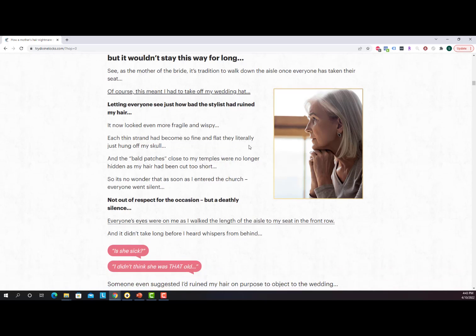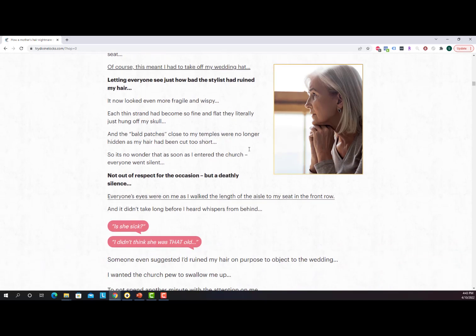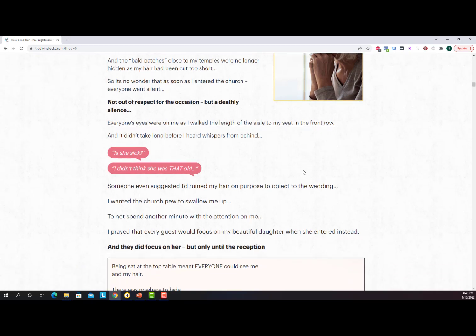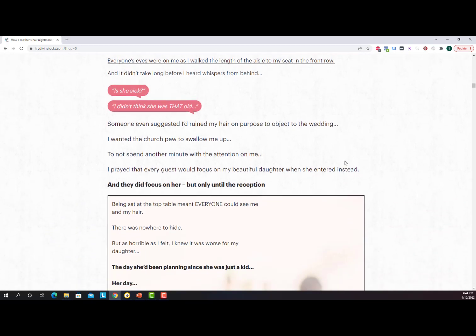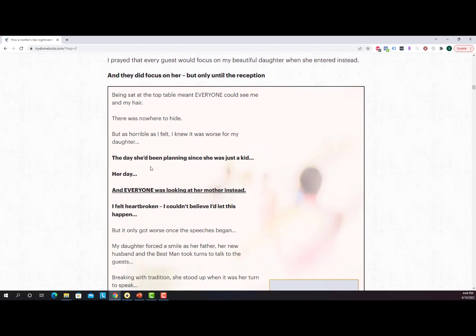And then, as she was walking down the aisle, everyone could see it, the bald patches. There was a deathly silence. Very emotional copy, right? It's really triggering the embarrassment, the shame, the humiliation. People whispering, is she sick? I didn't think that she was that old. Blah, blah, blah. Everyone was looking at the mother instead of the daughter.